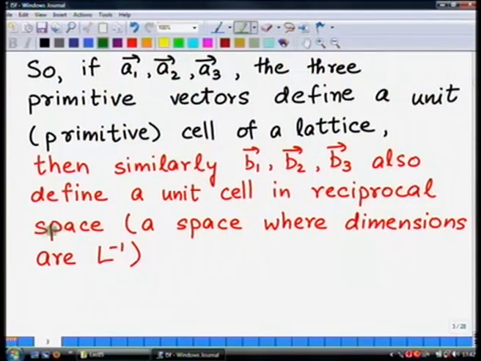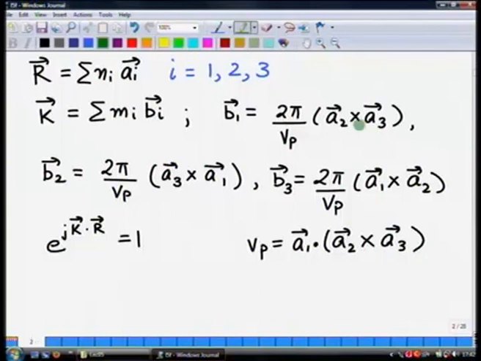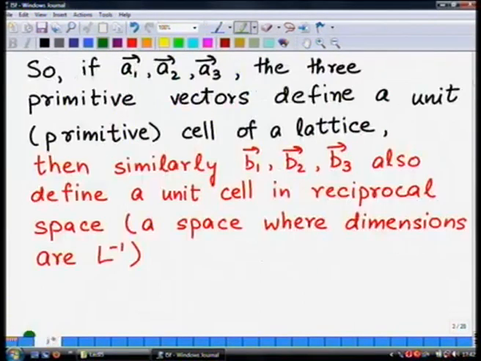What is the meaning of reciprocal space? Reciprocal space simply means a space where dimensions are inverse of length, which you can see as this has a dimension L square, and then Vp of course is volume, L cube. So, L square divided by L cube gives you 1 by L. So, all B's have dimension of per unit length. Therefore, this space we are calling reciprocal space. That is the reason we started calling it reciprocal space. But just like A1, A2, A3, 3 vectors defined a volume which could be repeated and generated the lattice points.